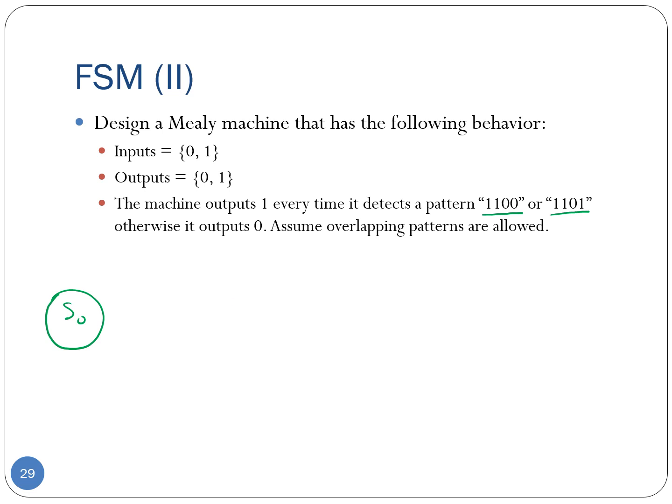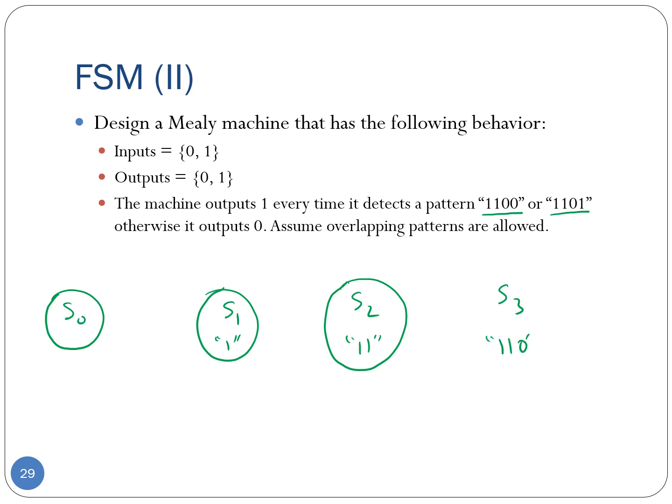Let's say S1 is the state where we have seen the first one in the pattern. Let's say S2 is the state where we have seen the first two ones in the pattern. And let's say S3 is the state where we have seen the first three bits, 110, in the pattern. Okay, so this is our starting state.